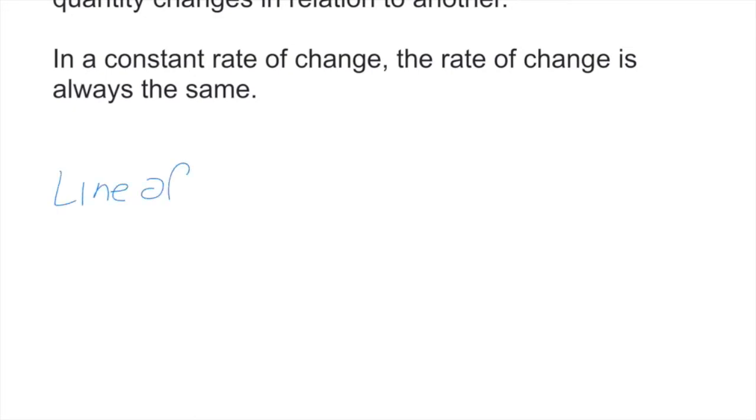In a constant rate of change, the rate of change is always the same. So let me tell you what I mean by that. If I told you that I was a computer programmer and I was writing lines of code. So I have lines of code.